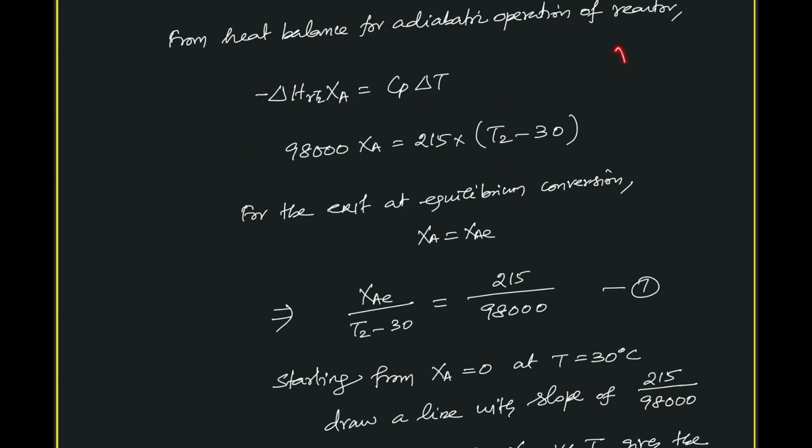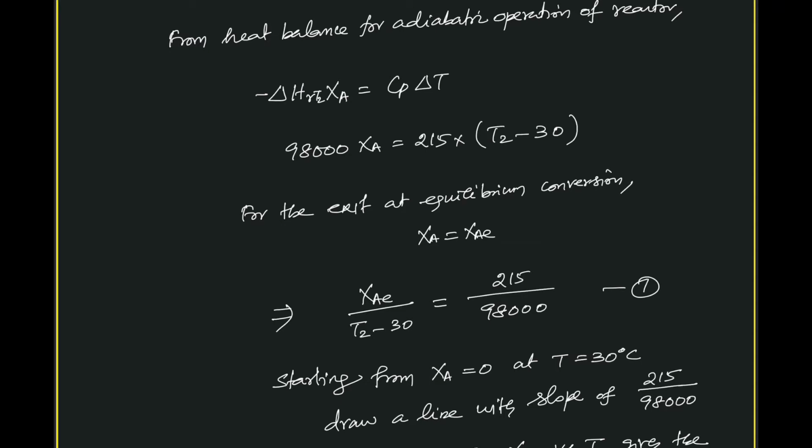Otherwise we have the plot of XA versus temperature, and we want to get the equilibrium point, this point as well as this point. So there are two unknowns here. So how to find that? Of course, we can draw a line starting from a temperature of 30 degrees Celsius, but to which temperature and to which XA? We cannot solve this equation without an additional equation.